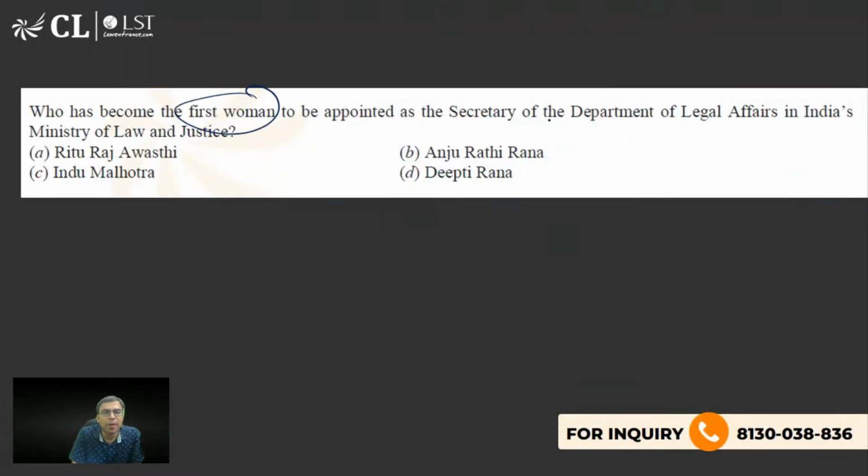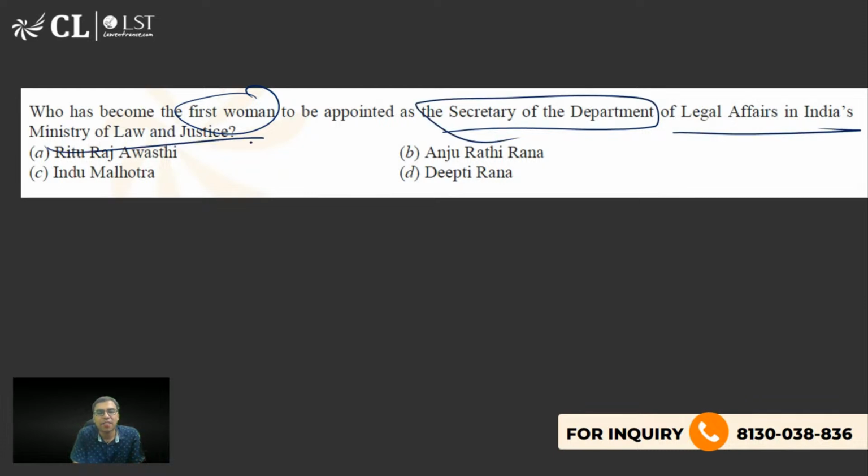Who became the first woman to be appointed as Secretary, Department of Legal Affairs in India's Ministry of Law and Justice. This is also important because she is the first woman.